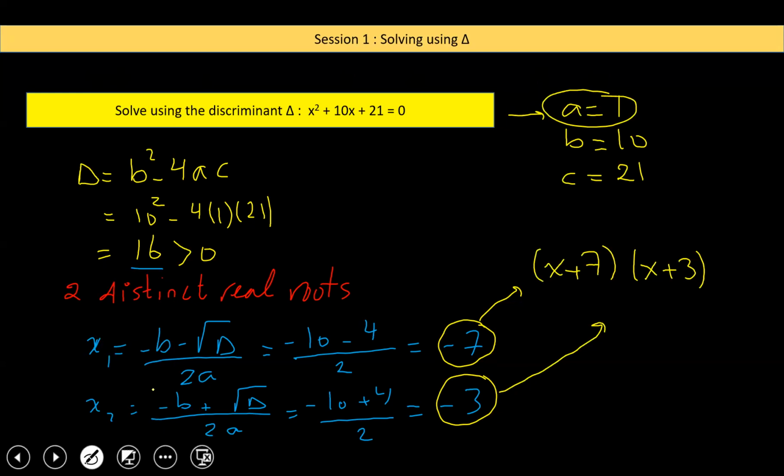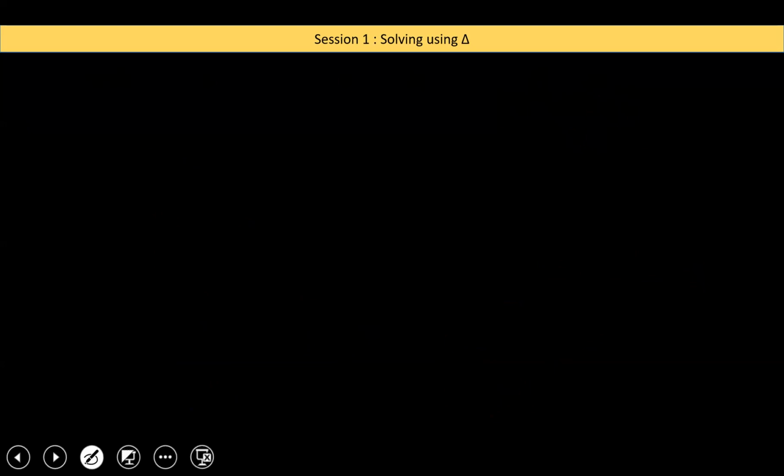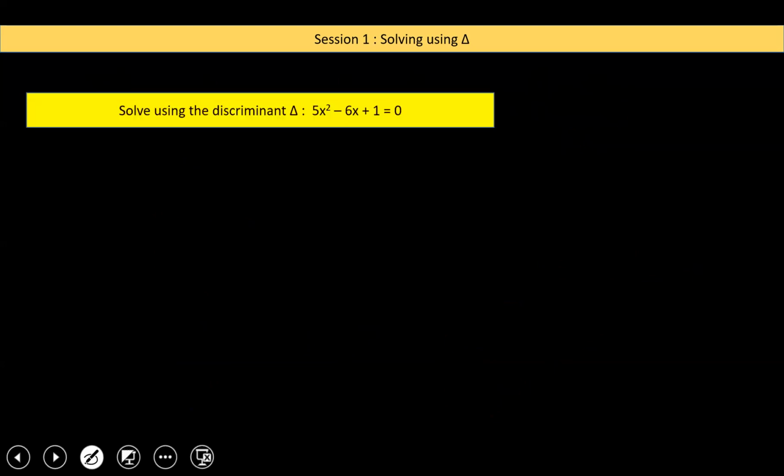Okay, so this is the factorized form of this one. Let's take another example. Okay, here what do we have? Also, we have to use delta to find the roots of this expression. First of all, let's precise A. A is 5. B is minus 6. C is 1. Now delta is B squared minus 4AC.